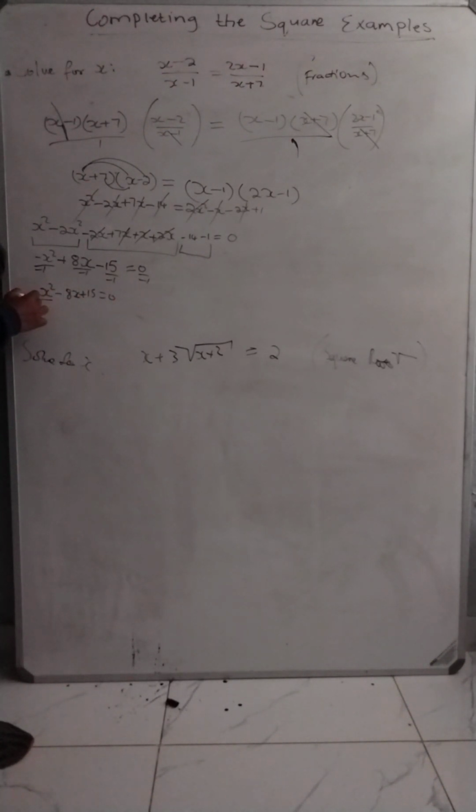So the factors of x squared will be x and x. The factors of 15 will be 1 times 15, or 3 times 5. 3 plus 5 gives us 8. So let's just go ahead and factorize it.